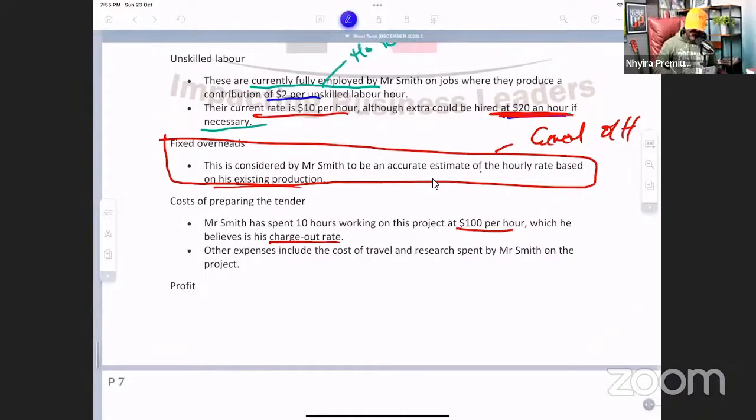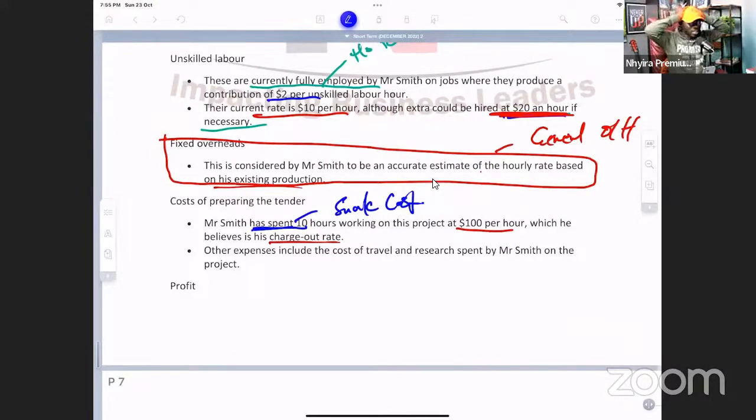Has spent, not will spend. Has spent. So that is in the past. This is a sunk cost. We don't consider it. Do you see the idea here? He has already spent the time. So he's not going to do anything again. So whether we continue with this project or we don't do the project, he has already prepared a tender and he has already spent the time. So this is a sunk.